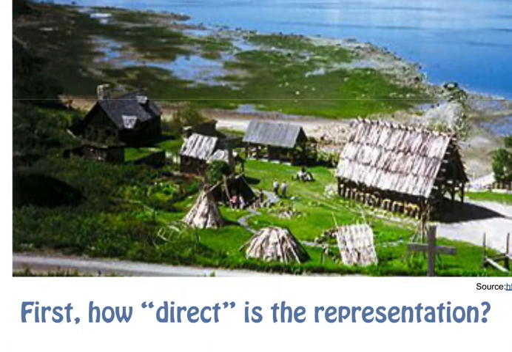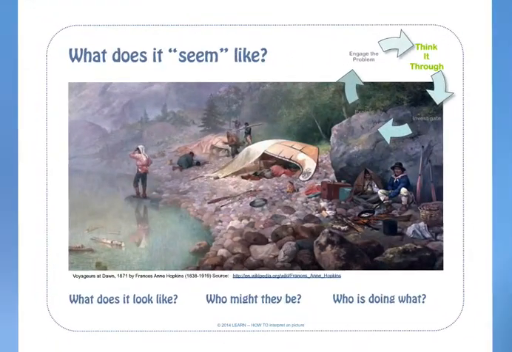We need to ask ourselves, for example, how direct is that representation? This is a photograph. How could it be that direct? Or in this case of an image, what does it seem like? What does it look like? Who might these people be? Or who's doing what in this particular image? Which again is slightly different than the last image.